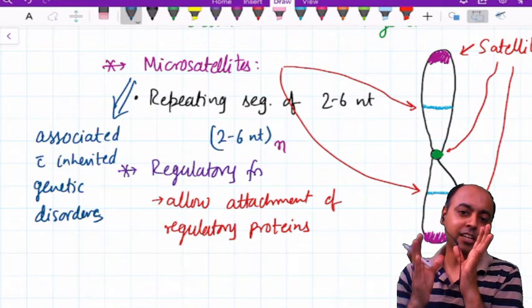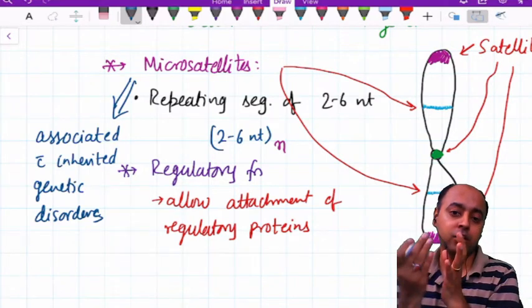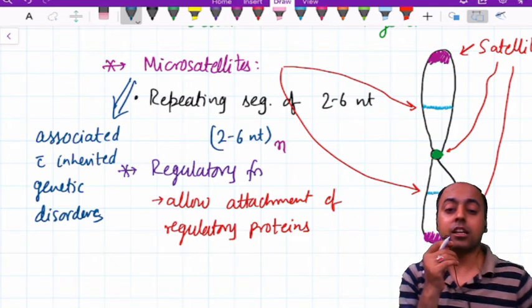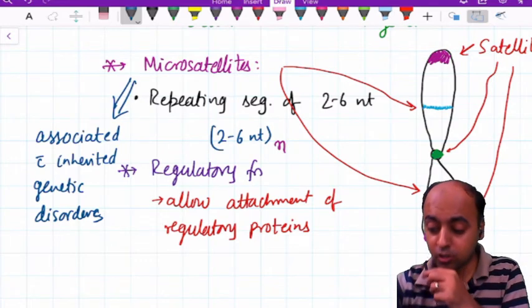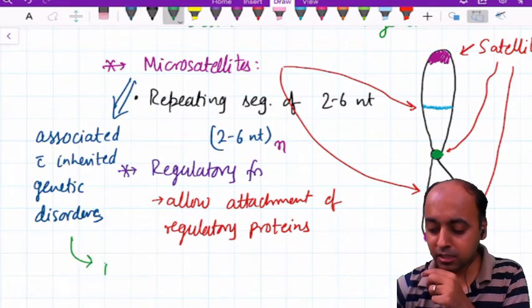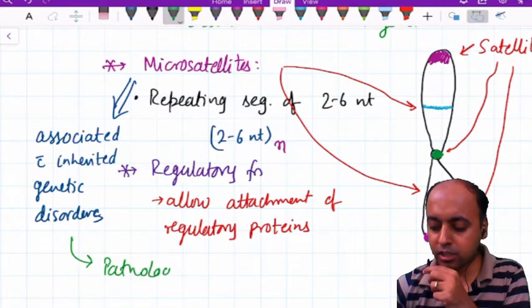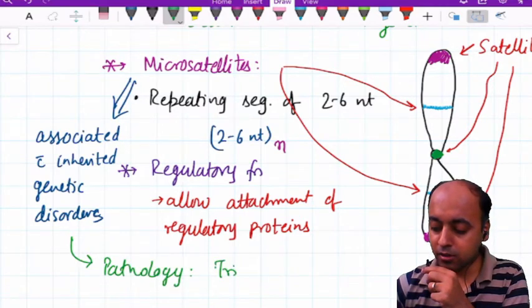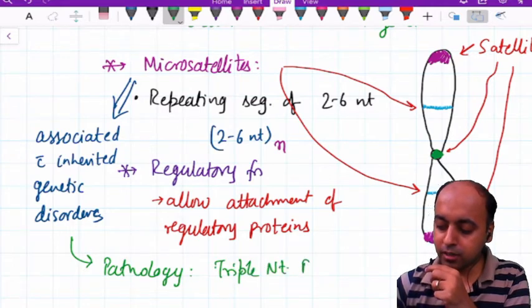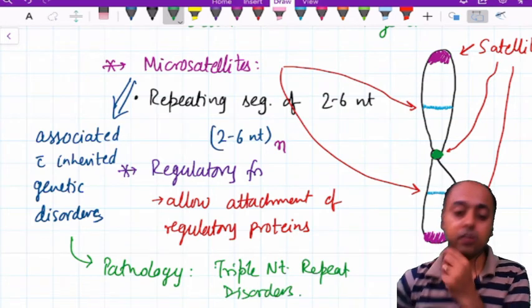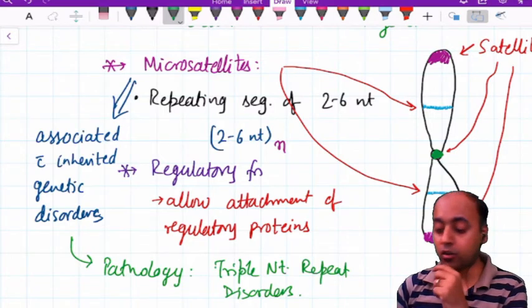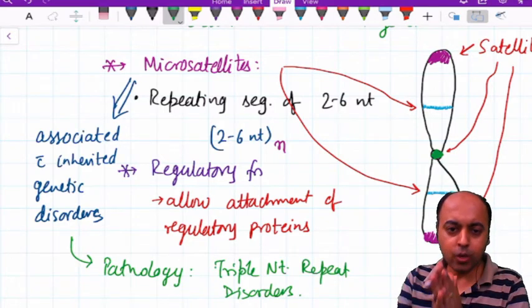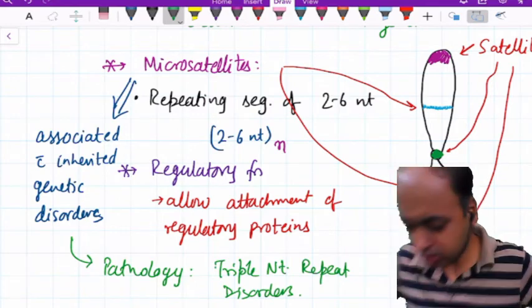The segment which is getting repeated, if it is duplicated or triplicated or a part of it is removed, that is when they will cause the disease. So microsatellites can be associated with inherited genetic disorders. We'll read about them later next year in pathology. A group of disorders called the triple nucleotide repeat disorders. Various well-known inherited disorders are due to the triple nucleotide repeat expansion, an increase in the size of the triple nucleotide repeat.